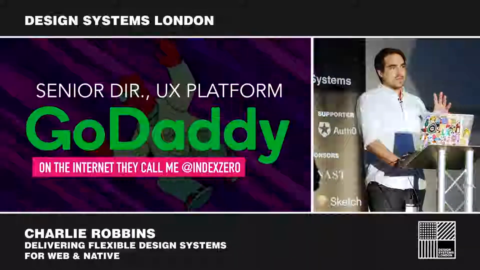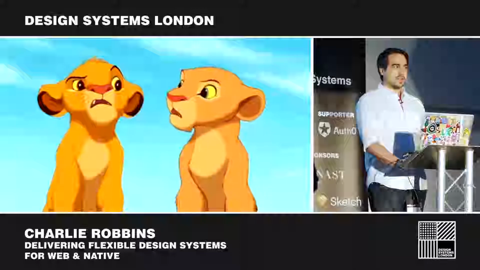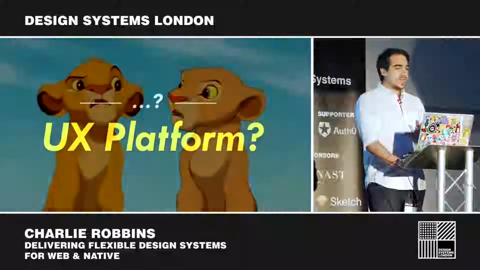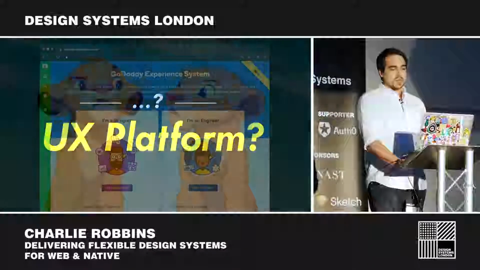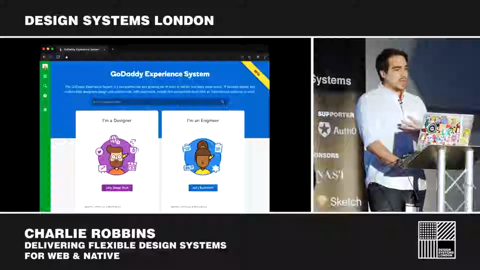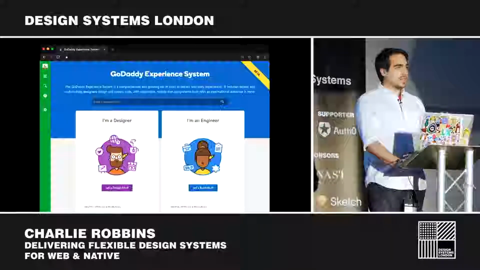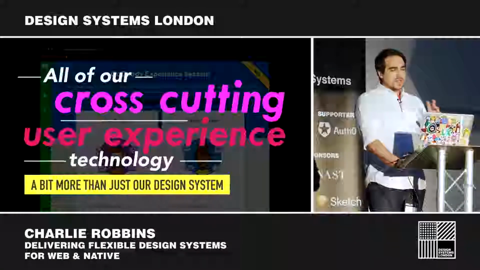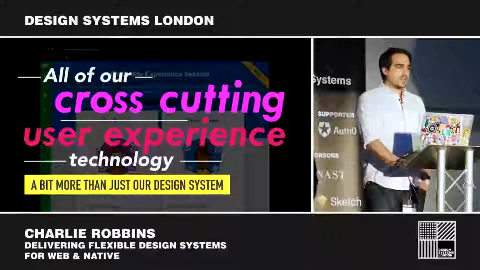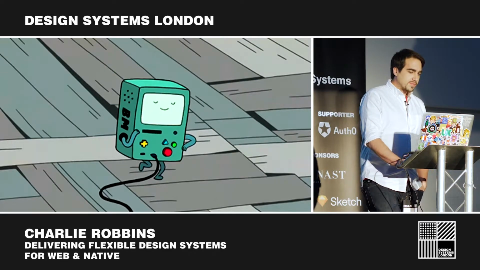So the phrase UX platform might make you do this, because I know it does when I talk to my peers and a lot of other people. It includes our design system, but it's a little more. I'm going to start with the design system, which we call the GoDaddy Experience System, but it's also all the things on top of that. So I like to say that it's all of our cross-cutting user experience technology. So it's just a little bit more than our design system. We do things like web app frameworks and native app frameworks. But let's talk about the design system.